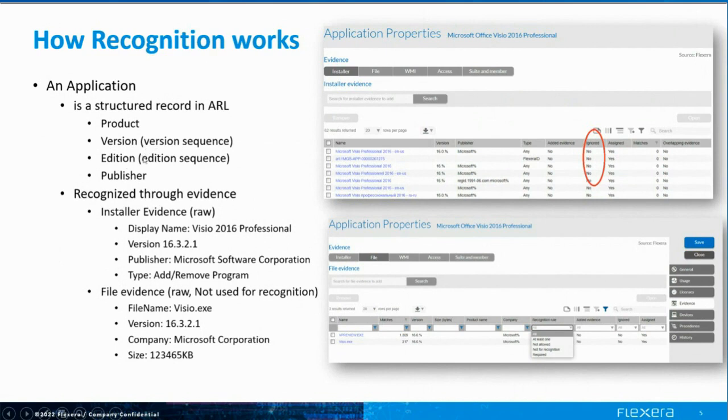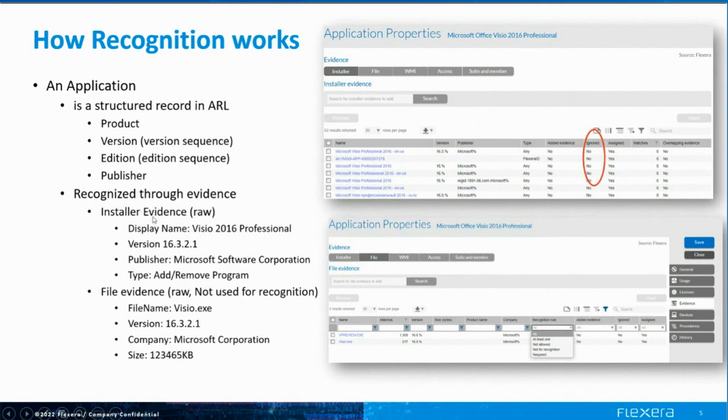Edition, same thing. We know the sequence of editions, and of course, an application is linked to a publisher. The application, which is this structured record, is recognized through installer evidence, I would say in 90% of cases. I will be insistent on the fact that what we should focus on is installer evidence first.